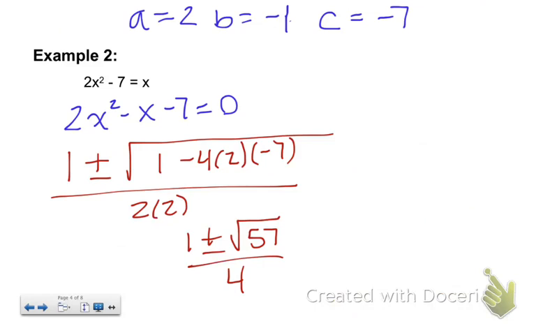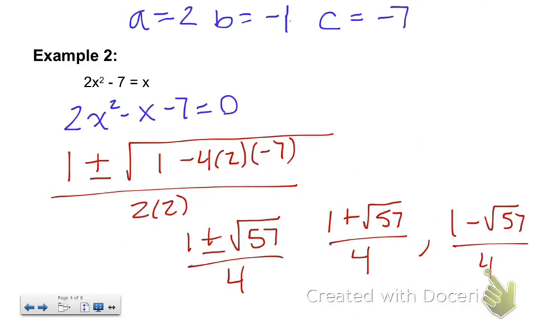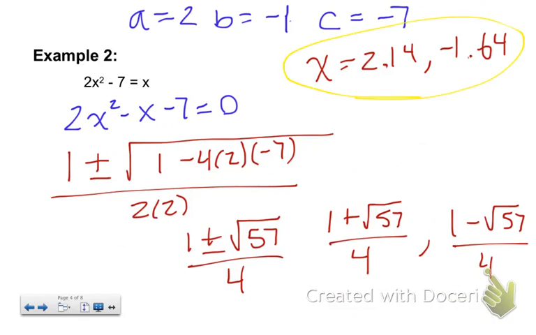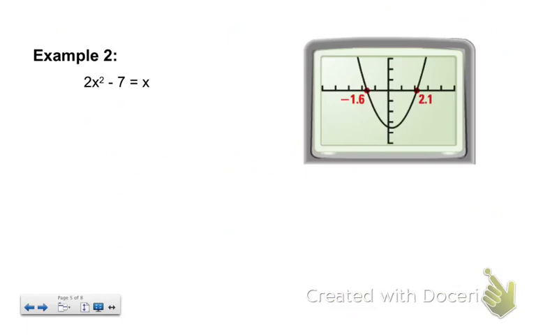Now, square root of 57 is not a pretty number, but we can find the decimals for this. I have 1 plus square root of 57 over 4, and 1 minus the square root of 57 over 4. Okay, so if we type those in the calculator, make sure that you're adding or subtracting the top first before you divide by 4. And then we end up with, rounded to the nearest hundredth, x equals positive 2.14 and negative 1.64. And again, here's a nice visual for us. If we were to graph this equation, we could still get the same answer. So that just tells us where it's crossing the x-axis.